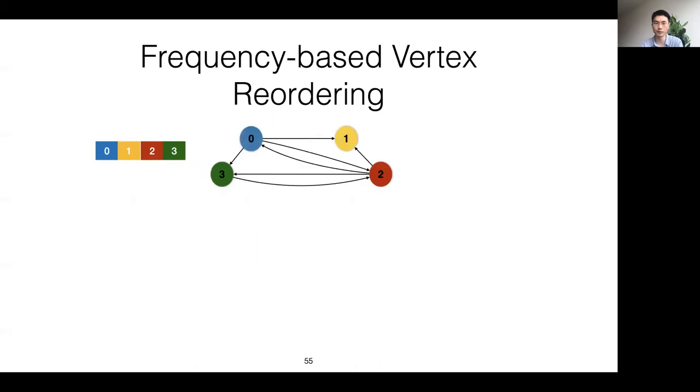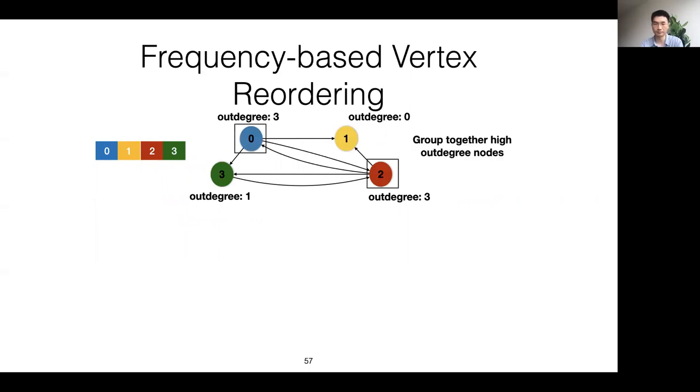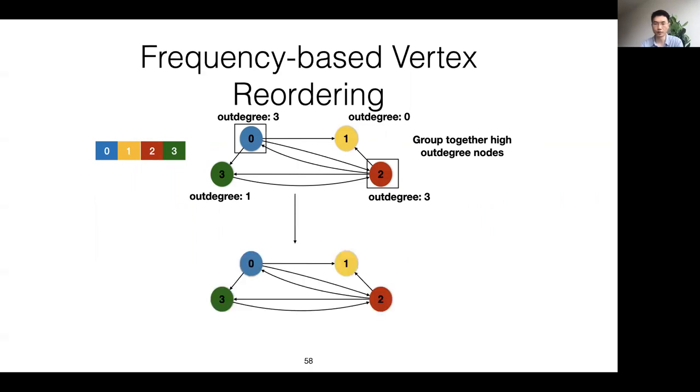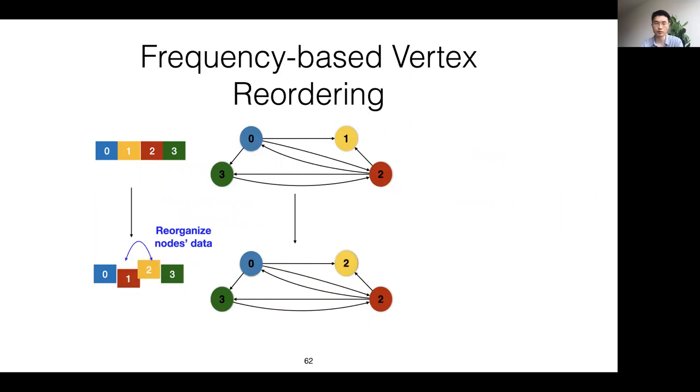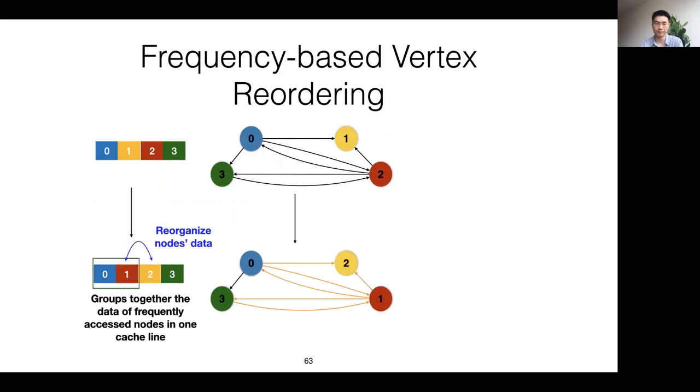Coming back to this 4-node, 7-edge graph, we first measure the out degree of the nodes and note that nodes 0 and 2 have a higher out degree, 3. That means they are more frequently accessed. So what we want to do is group together these highly frequently accessed nodes. We achieve this by reordering nodes 1 and 2 and relabeling the CSR, or graph, to represent the changes. This way, we are able to reorganize the node data in memory, and finally group together the data of frequently accessed nodes into a single cache line.